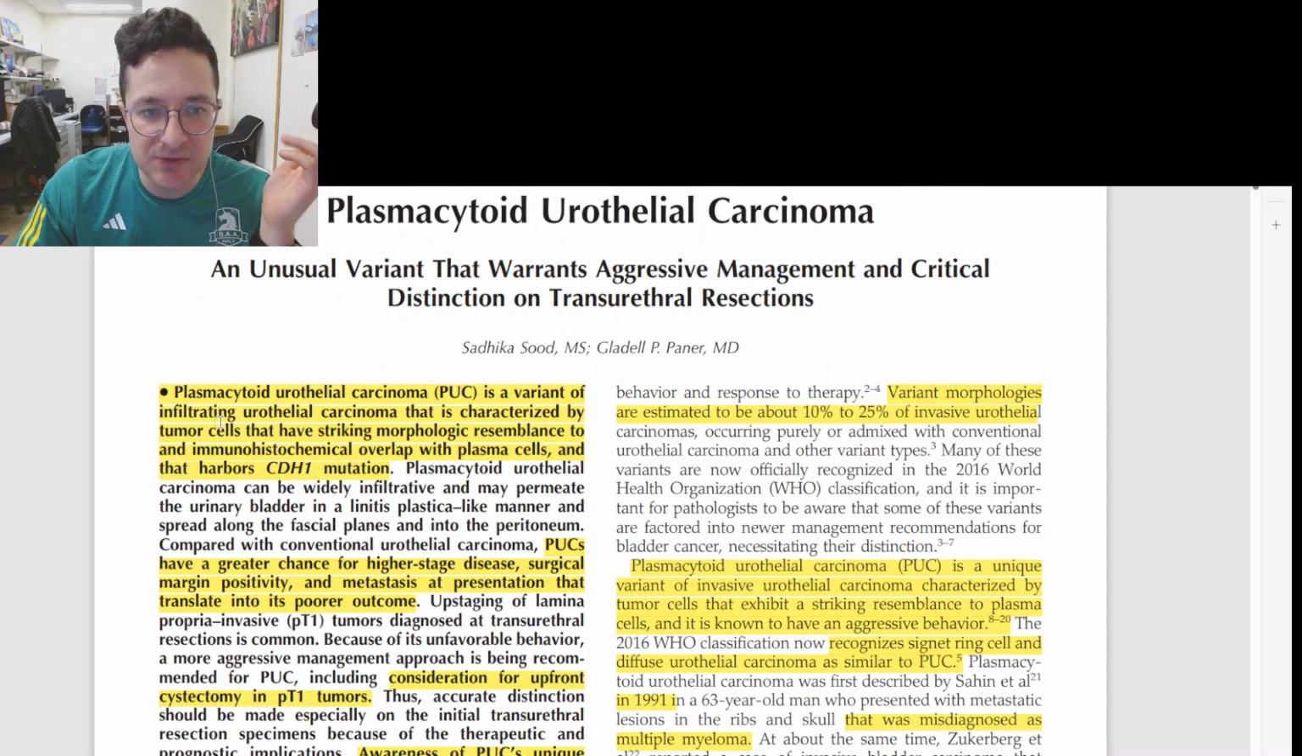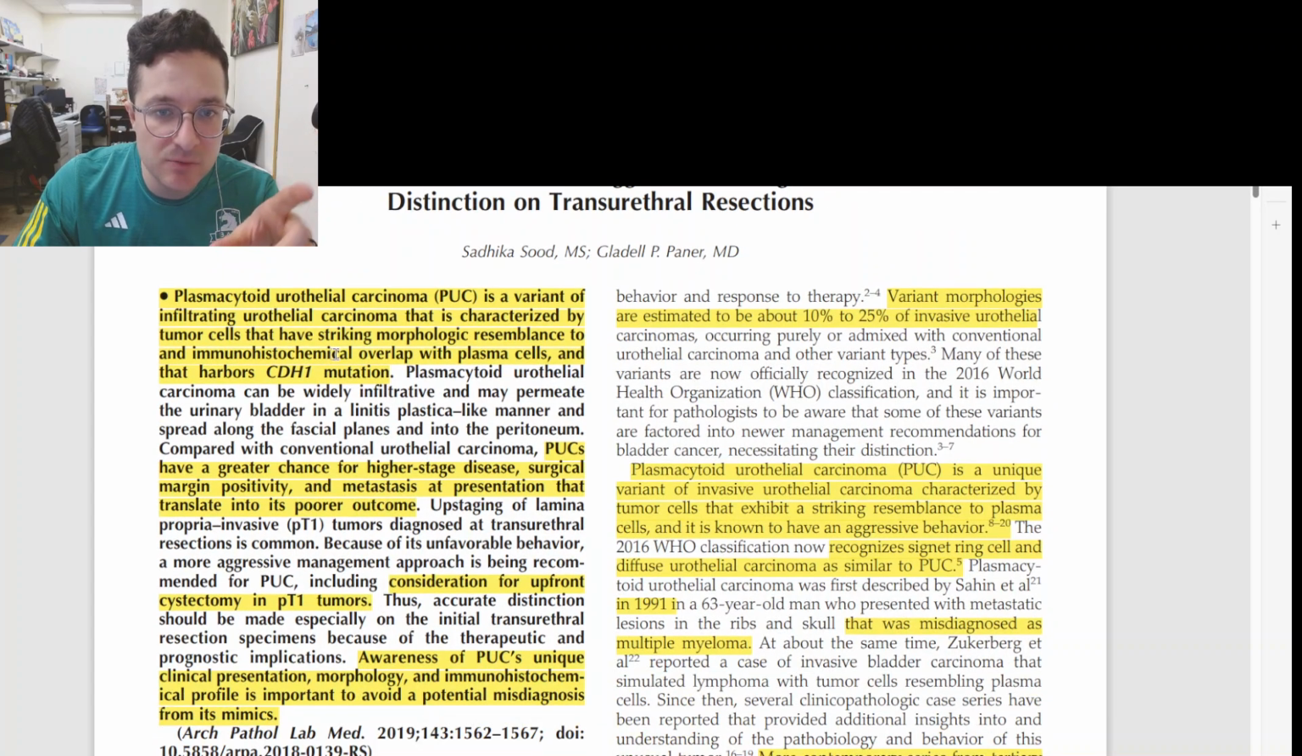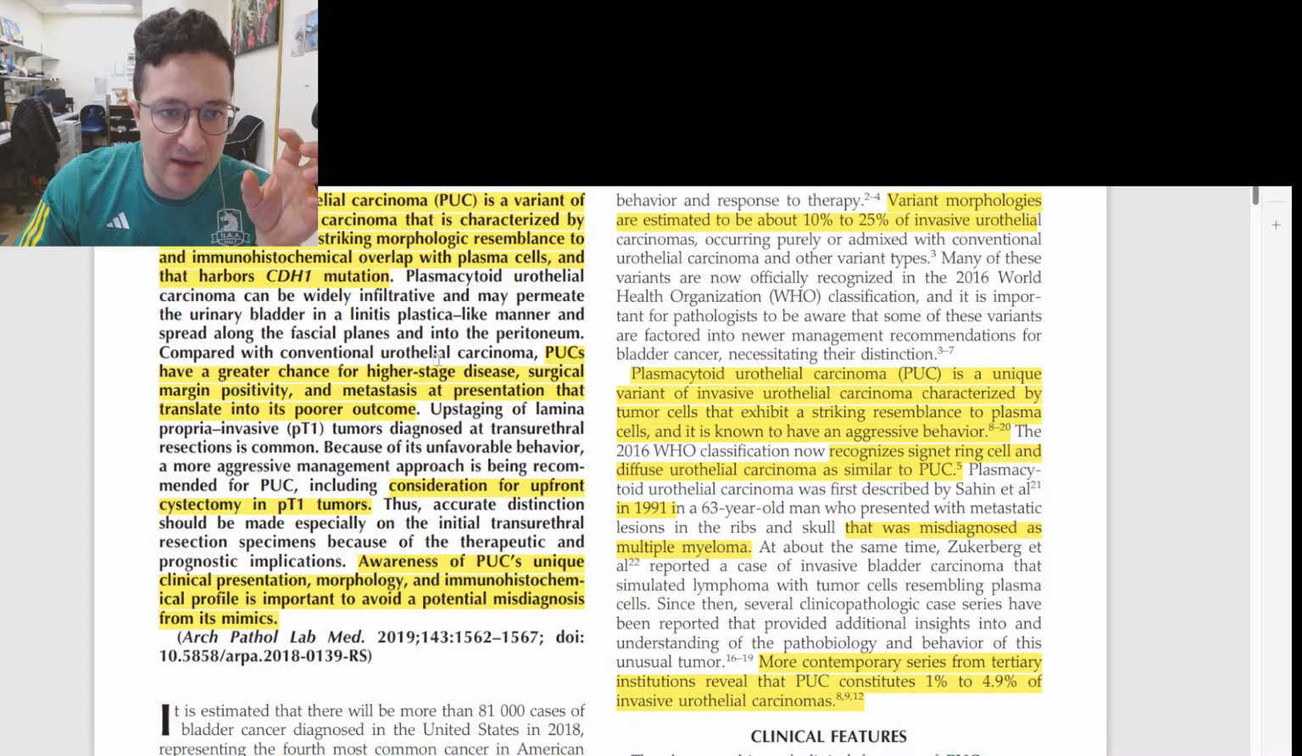And it's a plasmacytoid urothelial carcinoma. It's a variant of urothelial carcinoma, and it's got tumor cells that look like they overlap with plasma cells, and they can harbor the CDH1 mutation. So that's cool. I didn't know that. And generally, these are more aggressive. They have generally worse outcomes, and they present at a higher stage.